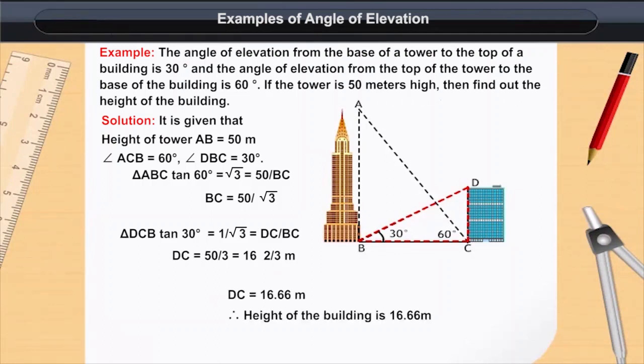Now, let us take triangle DCB. Tan 30 degrees is equal to 1 by square root 3, which is equal to DC by BC. Now, by replacing the value of BC and solving the equation, we get DC is equal to 50 by 3, or 16.66 meters. Therefore, the height of the building is equal to 16.66 meters.